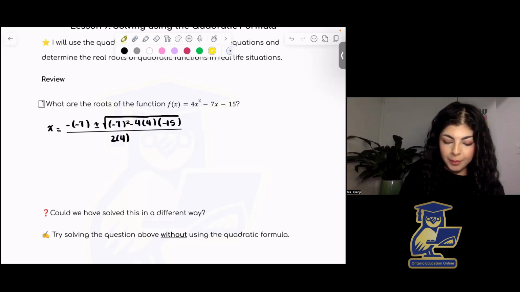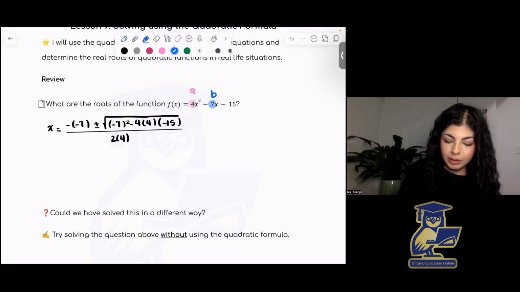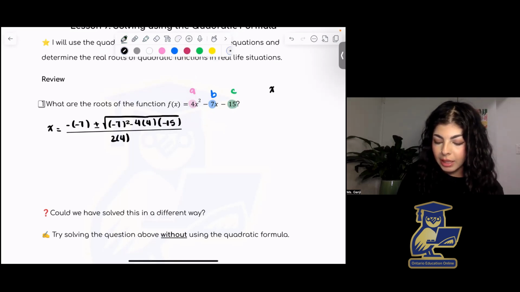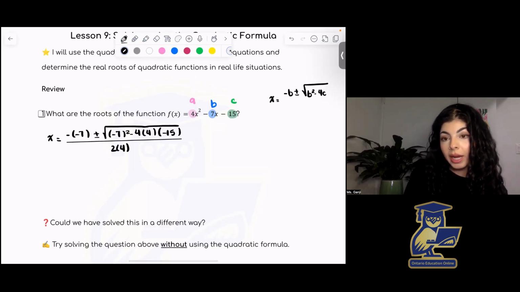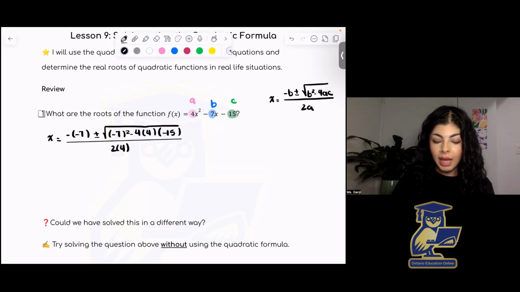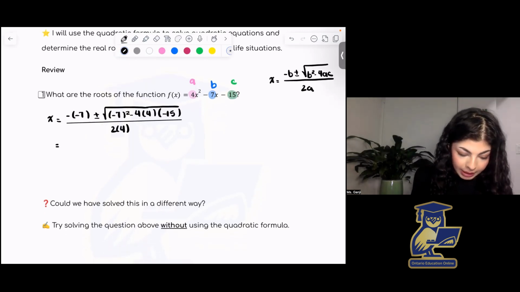So just in case you forgot, we have this as a, this one as b, and we'll do our last one as c here. And the quadratic formula tells us x is equal to negative b plus or minus the square root of b squared minus 4ac over 2a. So all I've done is substitute those values in, keeping in mind that those negatives also belong to the coefficient, so making sure I've included those. And now we are going to begin our calculation.